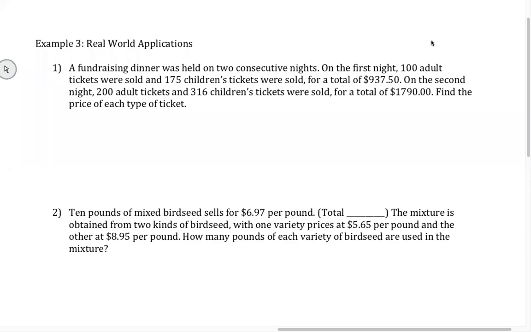All right, real world problems. A fundraising dinner was held on 2 consecutive nights. On the first night, 100 adult tickets were sold and 175 children's tickets were sold, for a total of $937.50. On the second night, 200 adult tickets were sold and 316 children's tickets were sold for a total of $1,790. Find the price of each type of ticket.